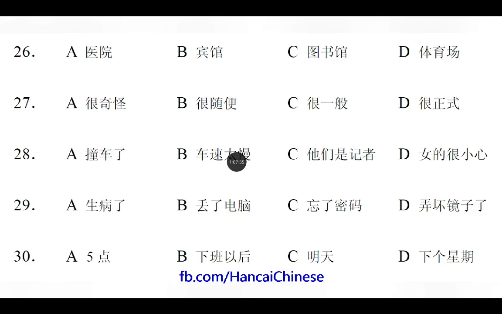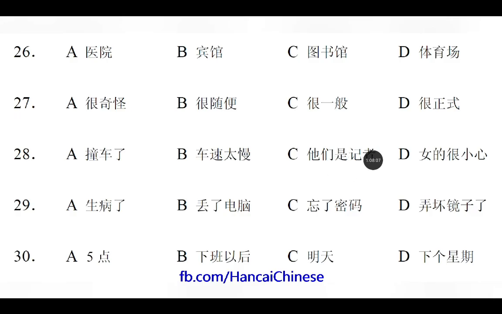Man means slow. If you hear man in the audio, you have to listen to what is mentioned before man or after man, and also read these things in the options. For example, here it says che su du tai man. It means the car's speed is too slow.